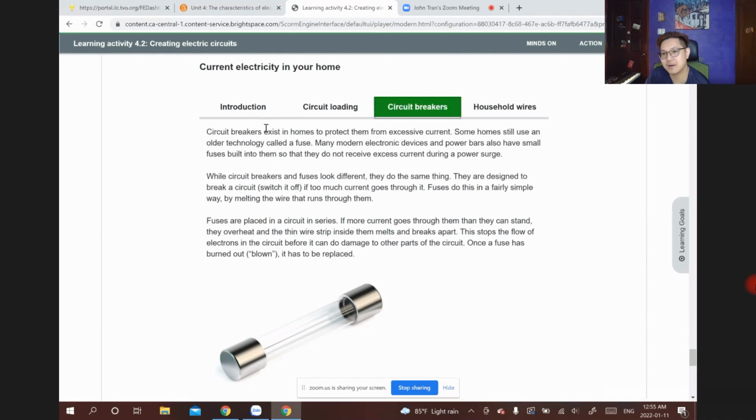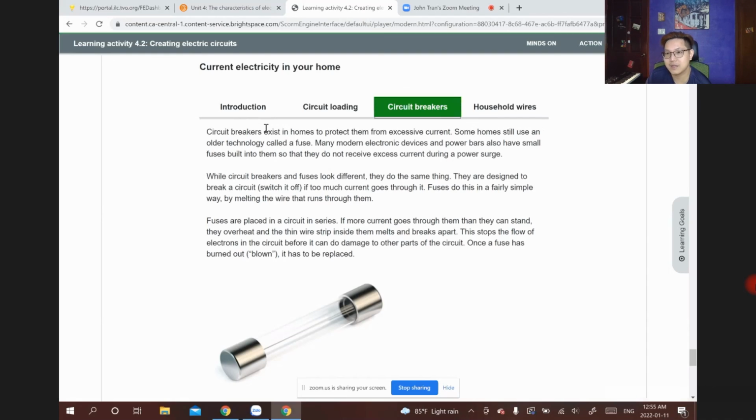A fuse, in Vietnamese, is "cầu chì". The inside is made of lead wire. So why are they made of lead? Because lead has a lower melting point compared to, like, copper wire.